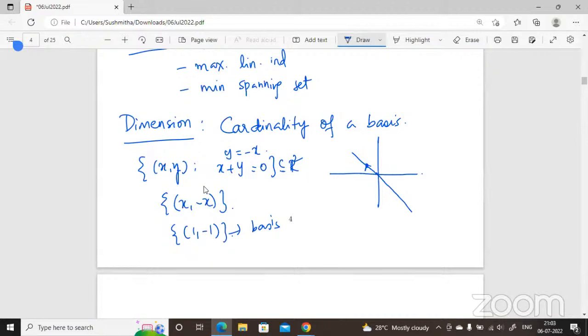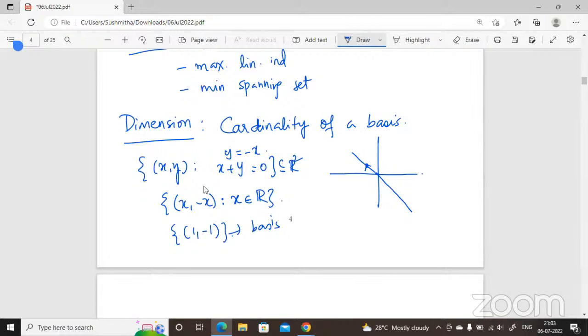Now you want to find a basis for this set. Now this set is nothing but (x, minus x), where y is equal to minus x and x varies. So if I put any value for x, I'm going to get a basis, right? Yes, ma'am.